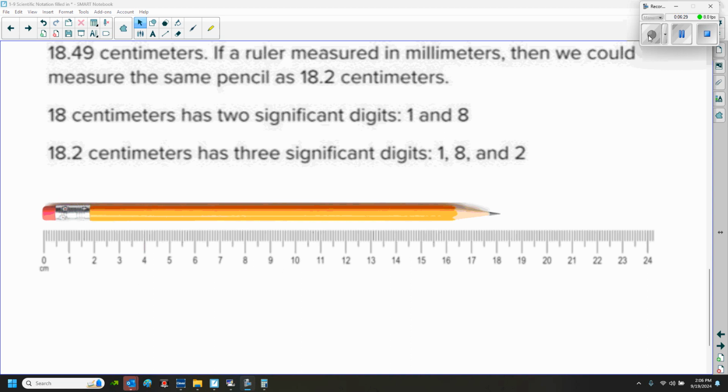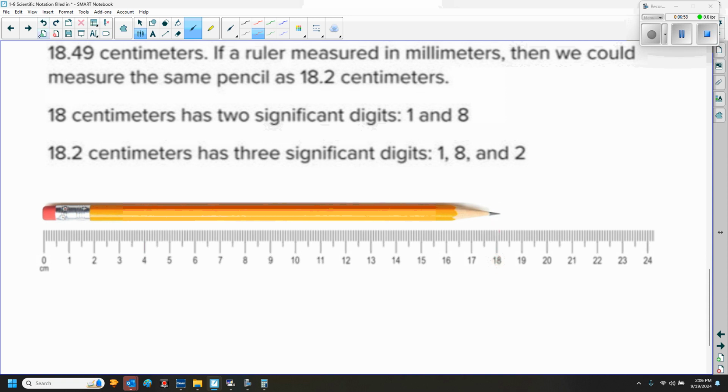So here is an illustration of what we were just talking about. If we're measuring the pencil with a ruler that measures in centimeters, then the closest I can get would be 18 centimeters. That 18 has two significant digits, 1 and 8.